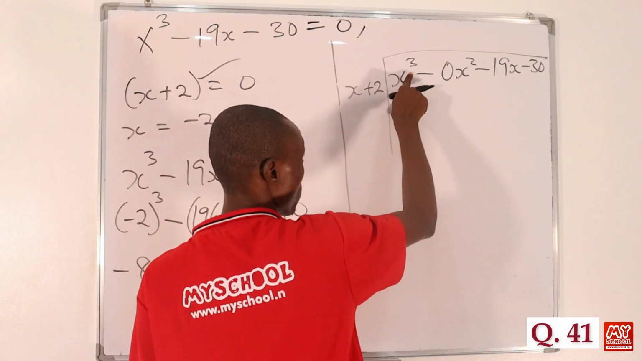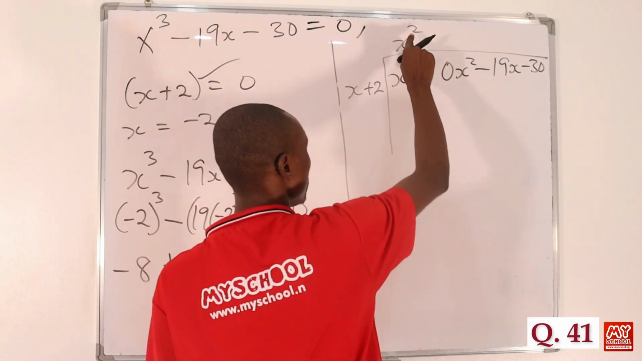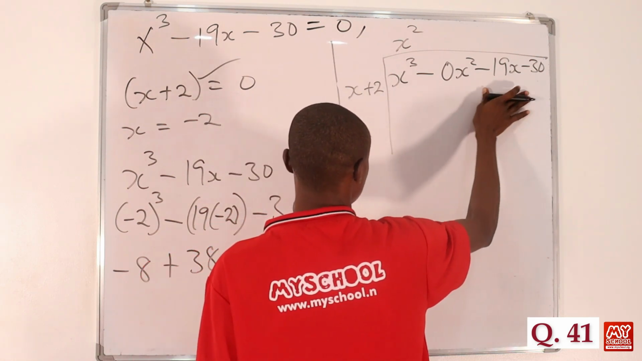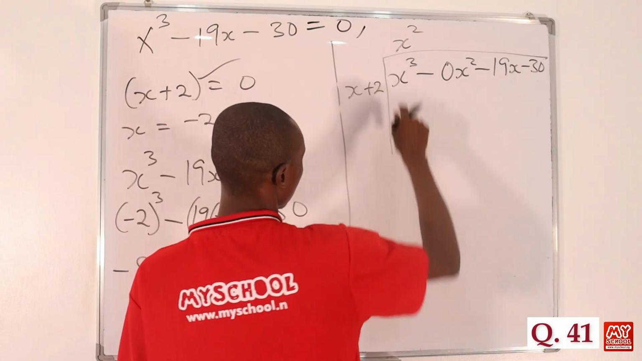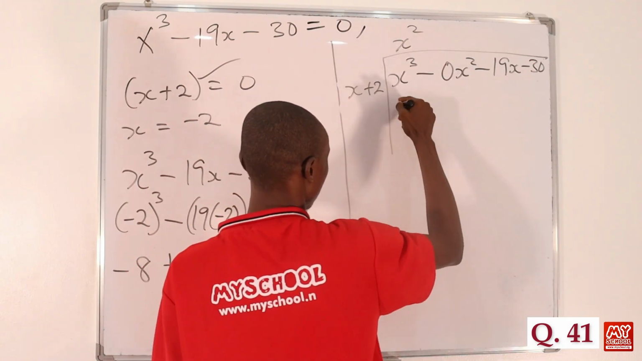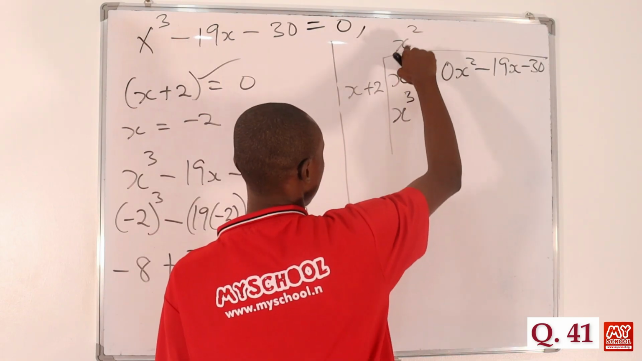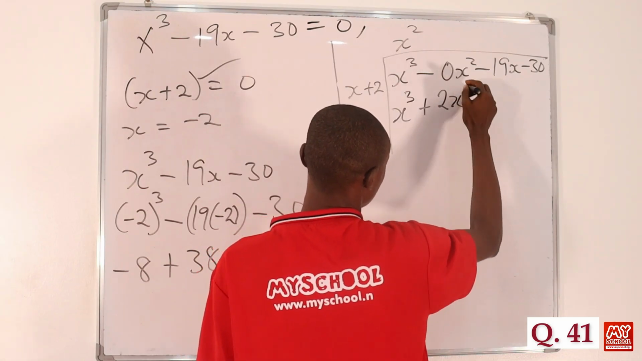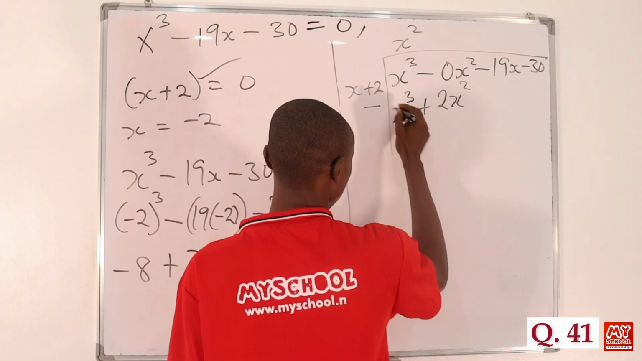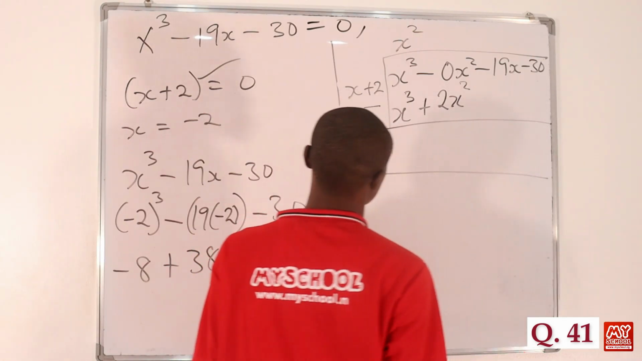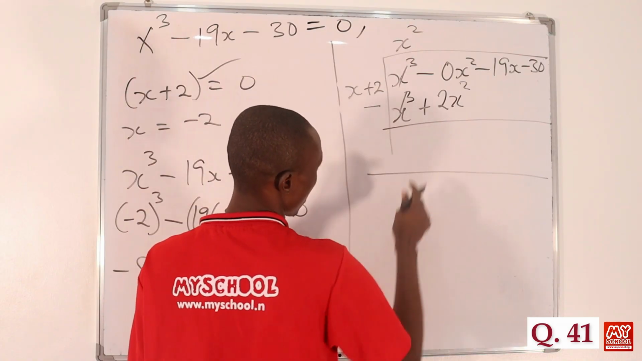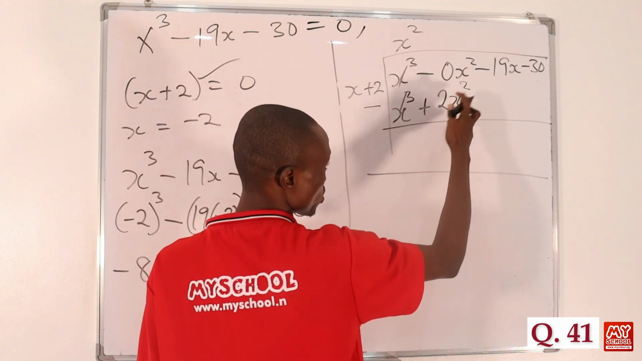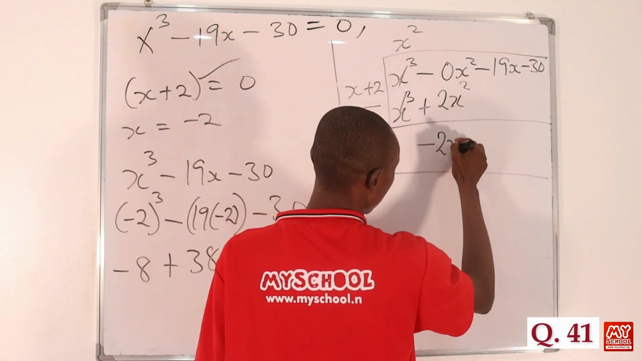So x will divide x raised to power 3, and that will give us x squared. The next step is to use this x squared to multiply everything we have here and write it under what we have here under the radical sign. So x squared times x will give us x raised to power 3. Then x squared times plus 2 will give us plus 2x squared, right? Then the next step is for us to subtract. If we subtract, this cancels out, and we'll have 0 x squared minus 2x squared, so that will give us minus 2x squared.